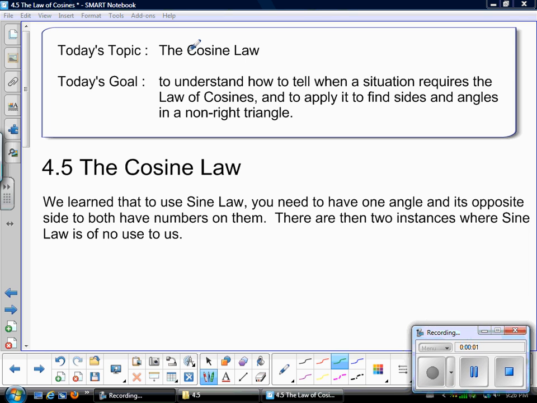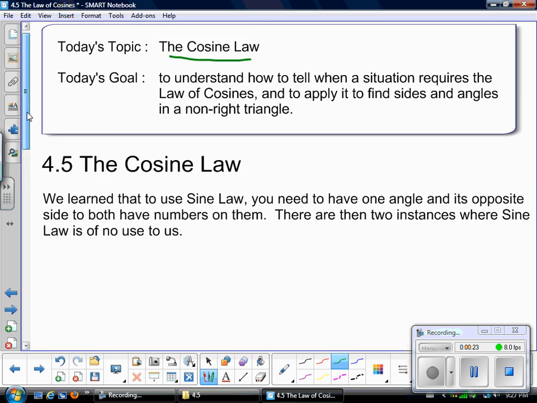Right, so what we're looking at today is a different law. Okay, so the cosine law. Now, our goal for today as well as for tomorrow is to understand how to tell when a situation requires the law of cosines and to apply it to find sides and angles in a non-right triangle. We're still going to be working with the law of cosines.